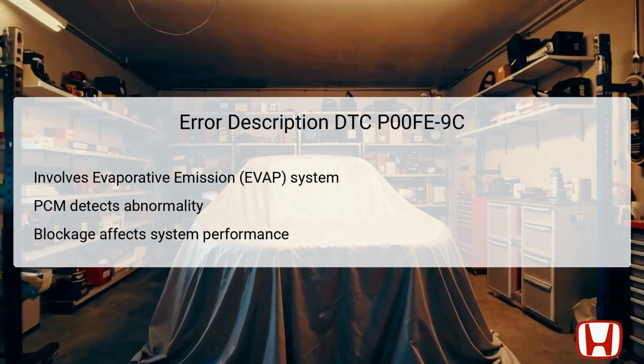The fuel tank is where fuel is stored, while the EVAP canister absorbs the fuel vapors, and the EVAP leak check module is responsible for testing the system for leaks. The components are generally located under the vehicle, around the fuel tank area, making them accessible for inspection and repair.